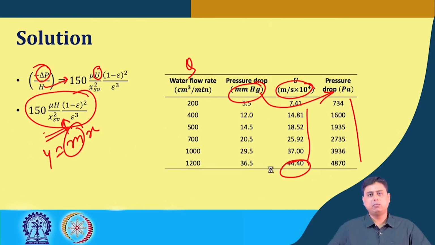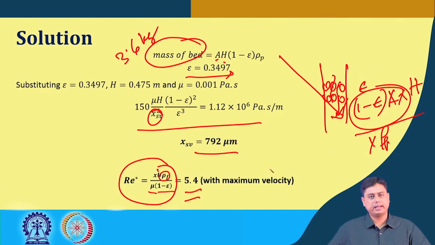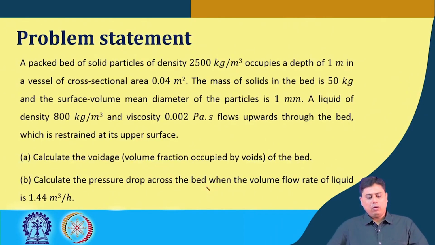If we take the maximum one, because that is the maximum Reynolds number that can be possible for a fixed property of liquid and the solid. If we take that, we get the maximum Reynolds number for the range of the study is 5.4. So, definitely the other results are well within the laminar region. Okay. So, this was the first problem that we solved. Now, we move on to the next problem.